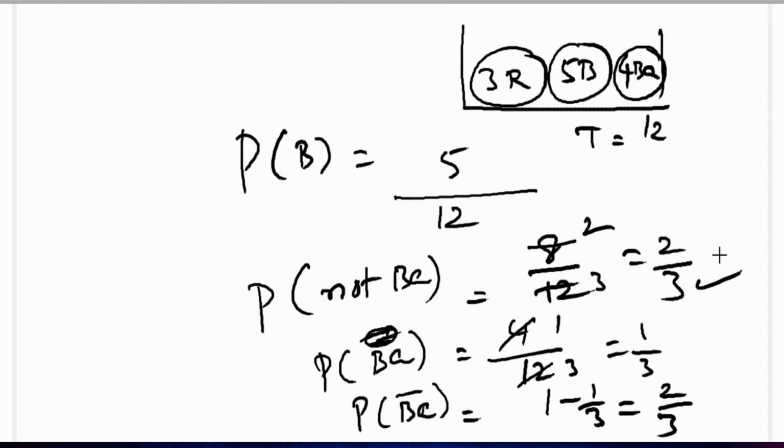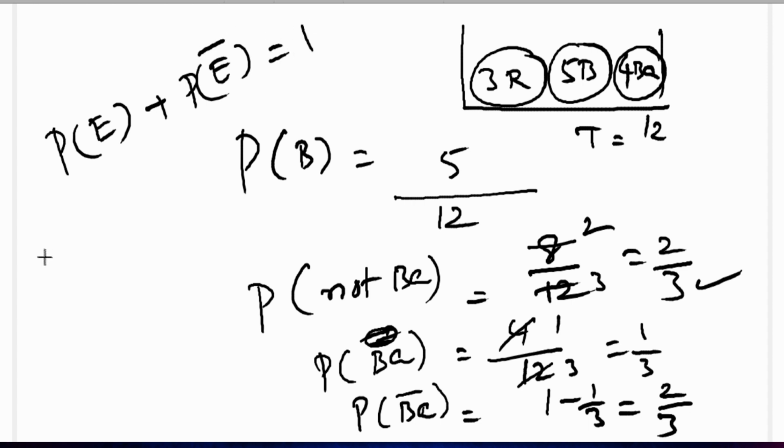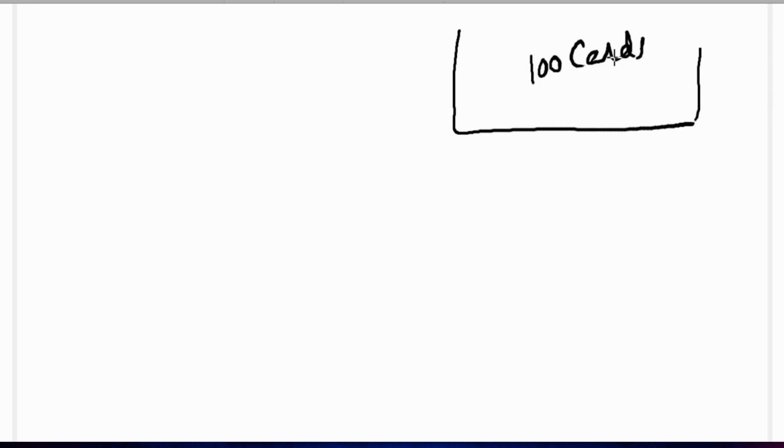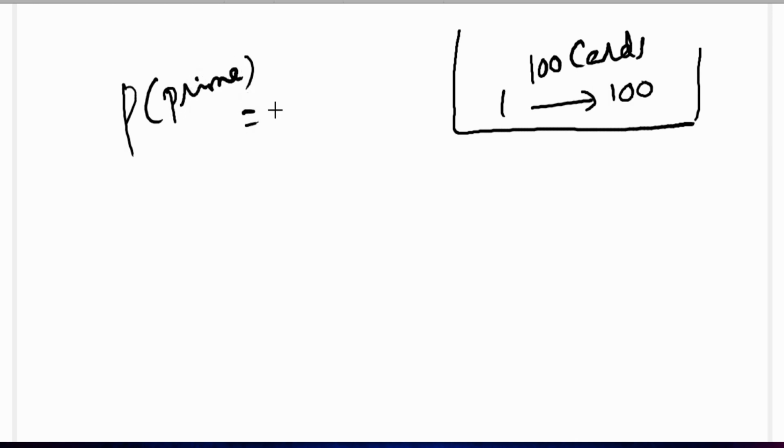Already I said this is very important. Probability of an event plus probability of its complement is 1. So now you can say the probability of the complement is equal to 1 minus P of E. This is a very, very important thing. Clear? Okay. So for example, they may ask it as, in a box there are 100 cards labeled from 1 to 100. When you select one, what is the probability of getting a prime number?